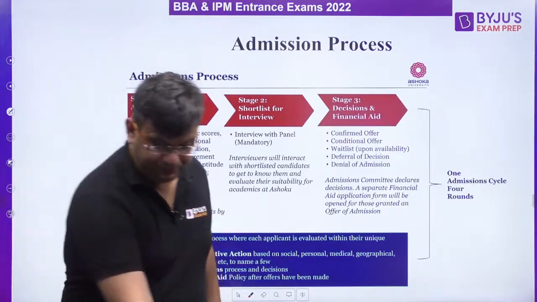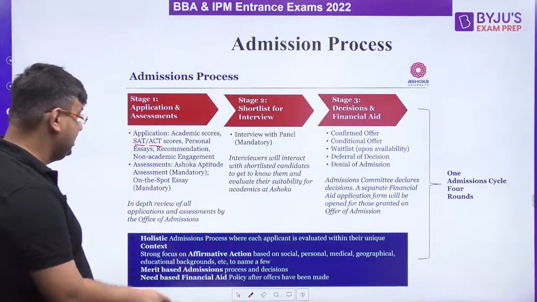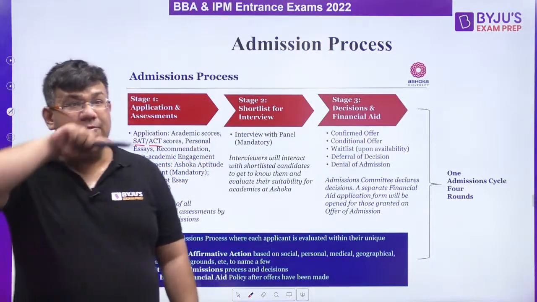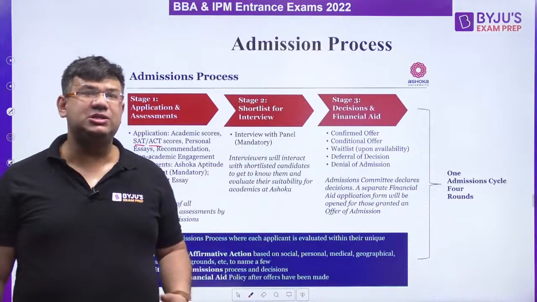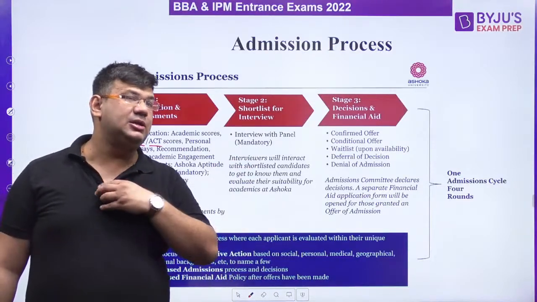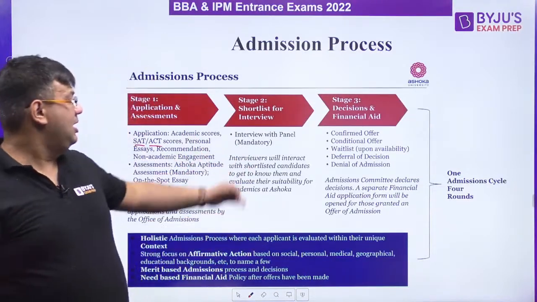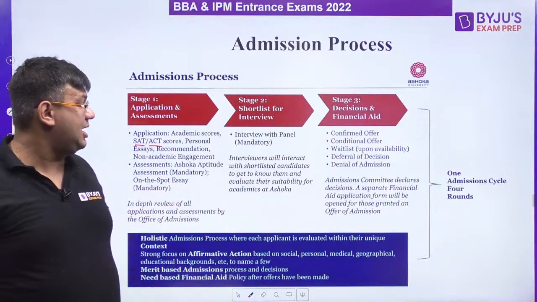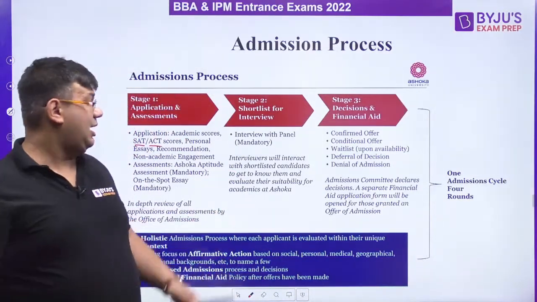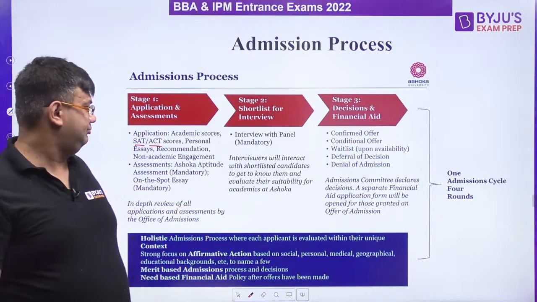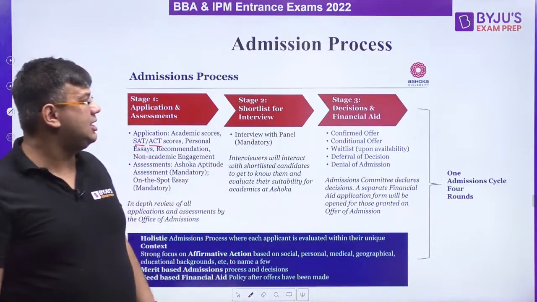Okay, let's go ahead to the next part. The second part, you have an interview with the panel. This is mandatory. A lot of colleges have optional interviews, but here there is no such option. It is compulsory. Interviewers will interact with shortlisted candidates to get to know them and evaluate their suitability for academics at Ashoka. उसके बाद third stage क्या है?